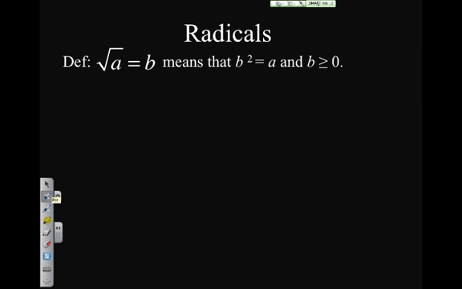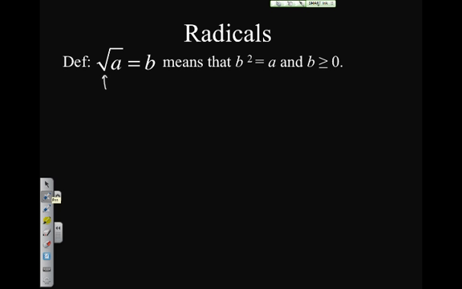Today we're going to be talking about radicals, and the first thing we need to do is define what radicals actually mean. When we look at this, we've got this radical symbol with an A inside of it. This symbol right here is the radical sign, and that means the square root. So the square root of A equals B means that if we square B, we will get an answer of A. And it also means that B has to be greater than or equal to 0.